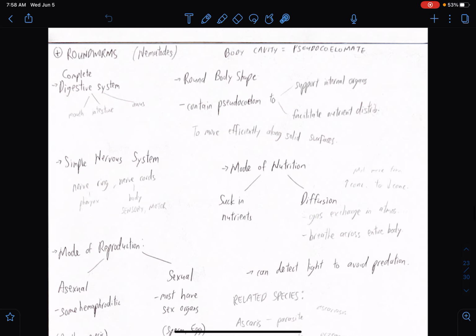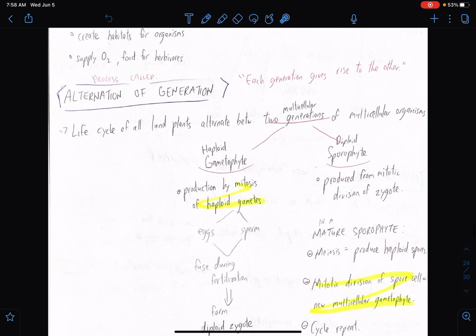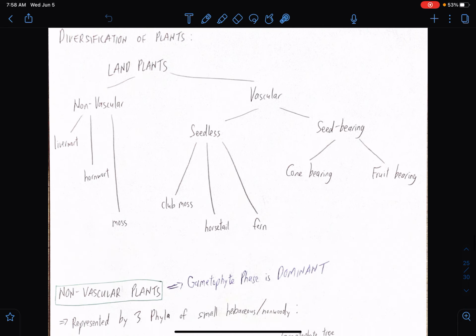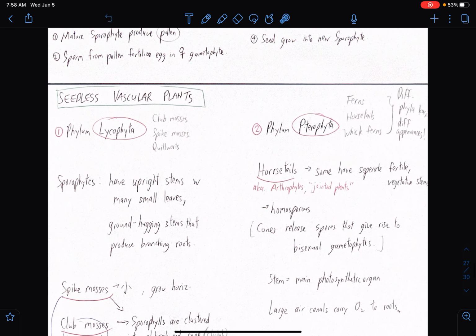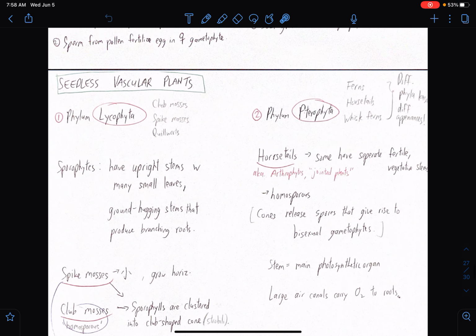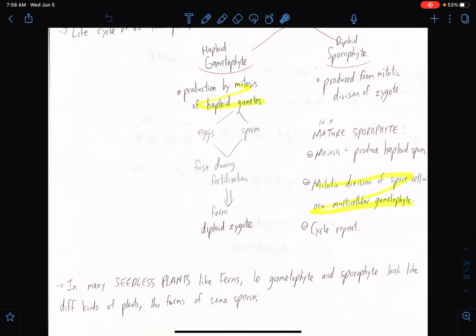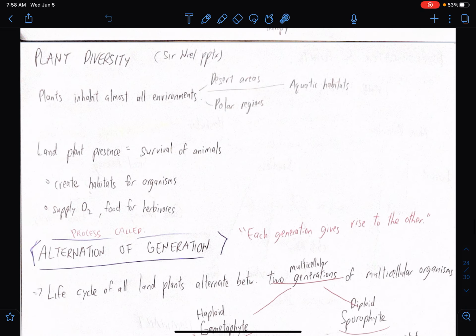Diversity in animals will be for the next bit. Should I finish everything under plant diversity? I think this is too much. I'll make a separate video to finish off everything about plant diversity.